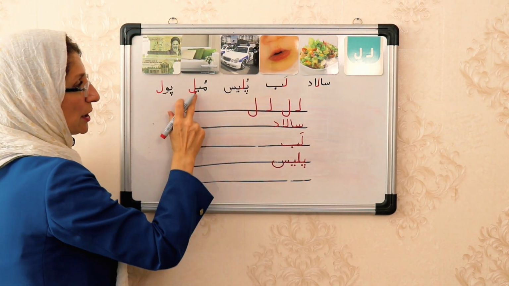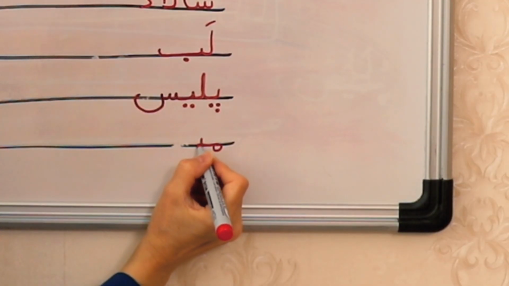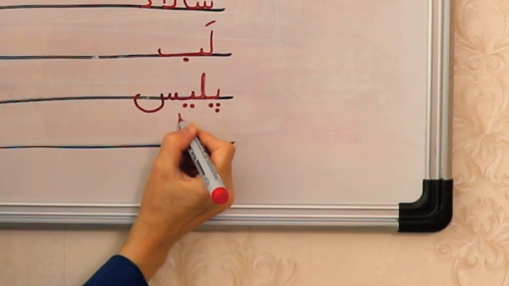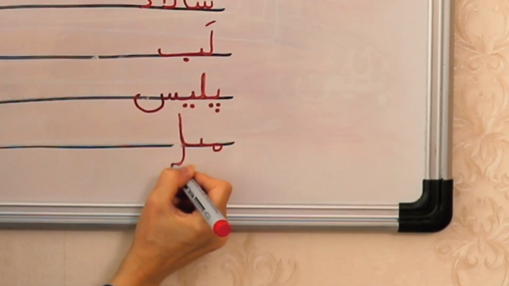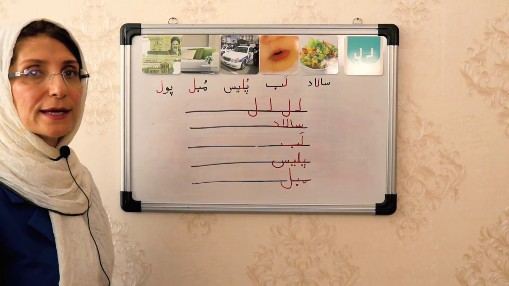And look the way I write mobile. Write me. One tooth for B. Go up, return down, and write le آخر. Mobile.